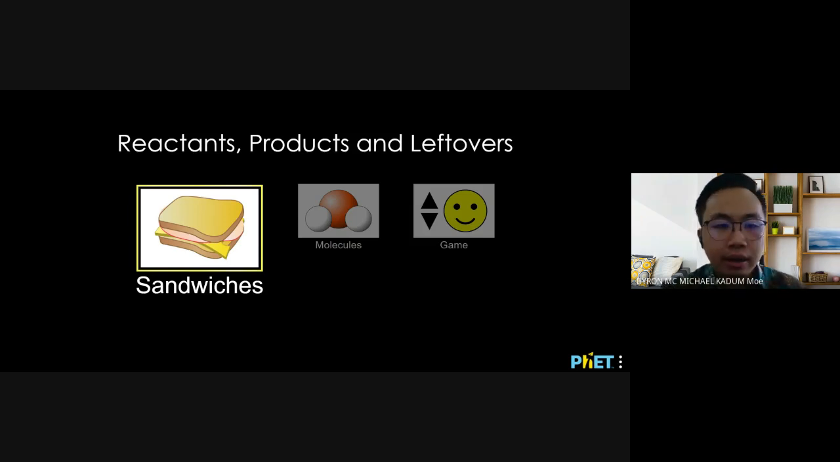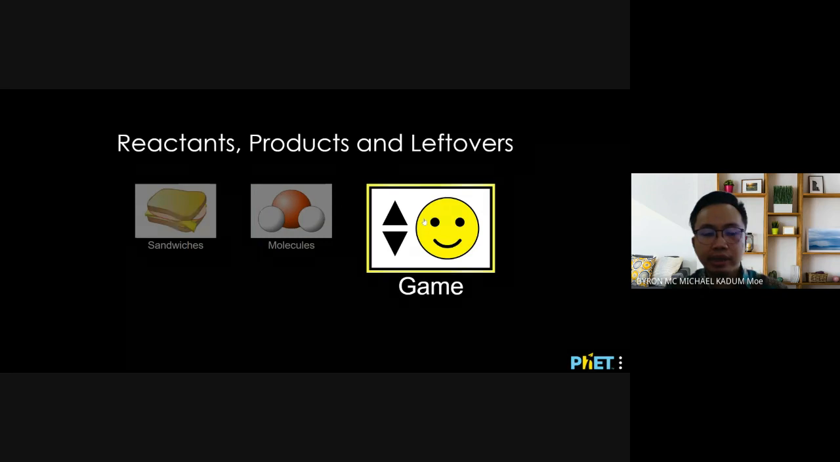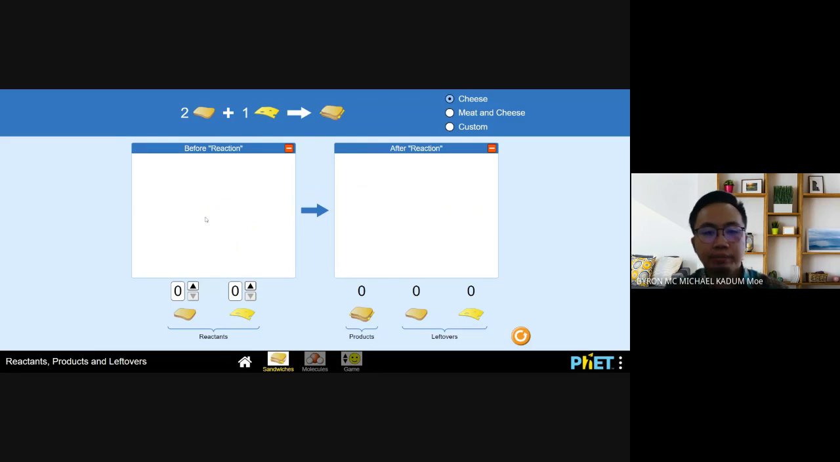Okay? Kita tengok dulu simulation ini. Dia ada guna sandwich ataupun molecule dan kita ada game. Nanti saya akan share juga benda ni kepada semua student. Now kita try yang sandwich ni pula.